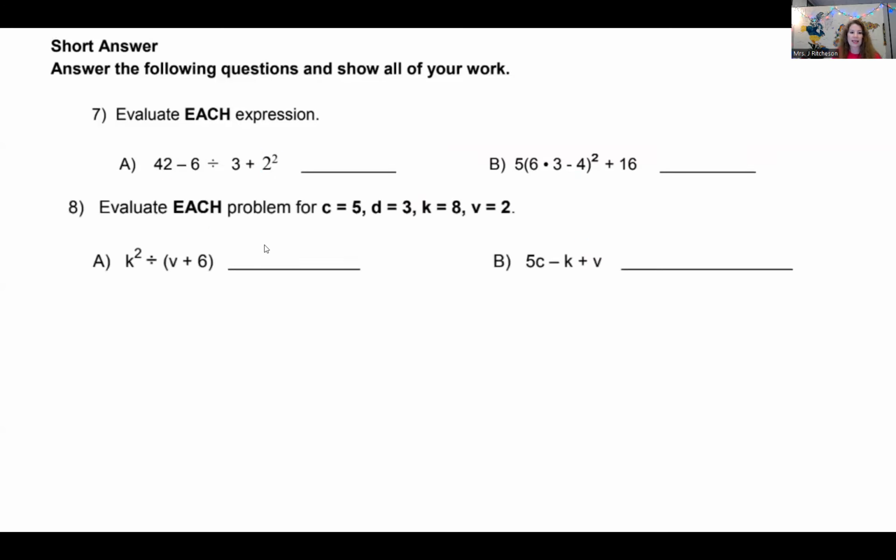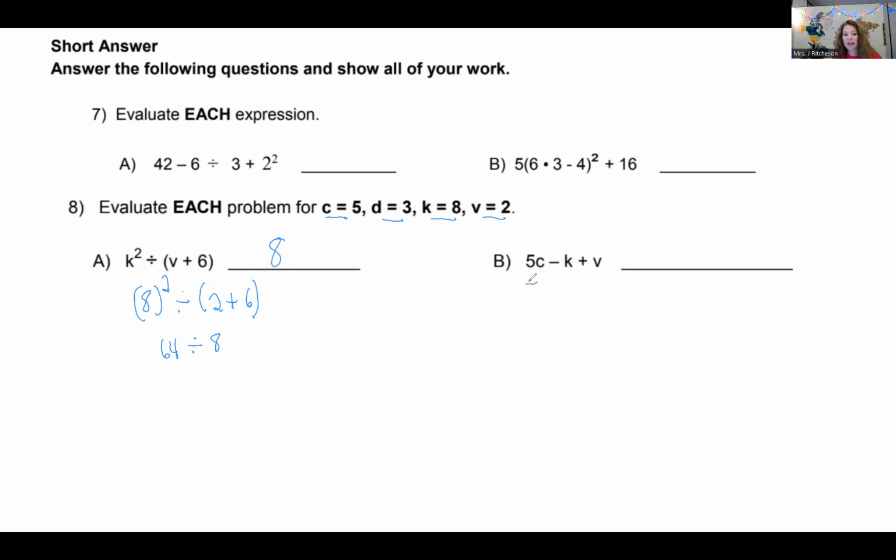All right, number 8. This time we're going to substitute 5 for C, 3 for D, 8 for K, and 2 for V. So our K is 8. So we're going to do 8 squared divided by V, which is 2, plus 6. All right, 8 squared is 64, divided by 2 is 32, plus 6 is 38, and our final answer is 38.